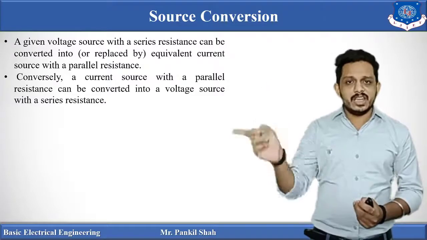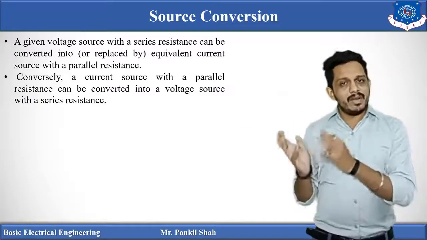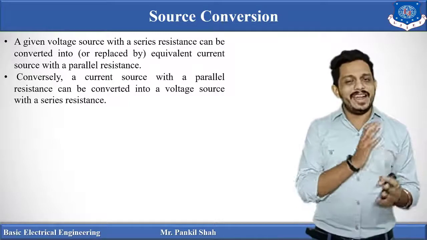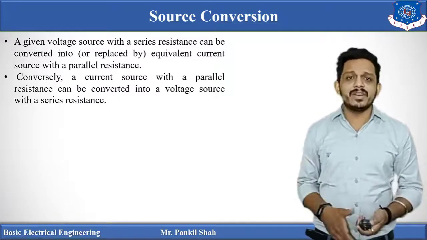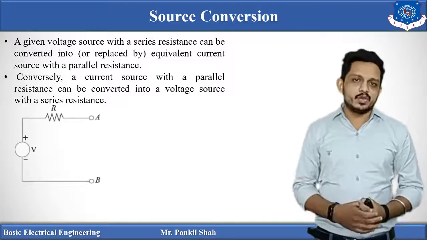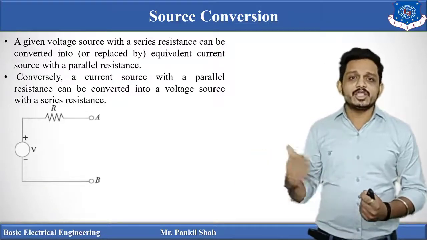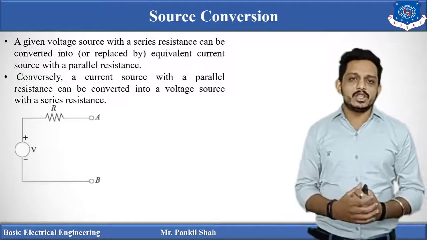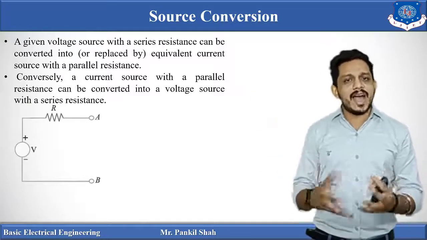If resistance in case of voltage is connected in series, then the value of resistance will be the same, but the position will be changed. It will be connected now in parallel. So let's first see if our voltage source is given, and with this voltage source, one resistance is connected in series. So you can see that there is one voltage source and one resistance R is connected.